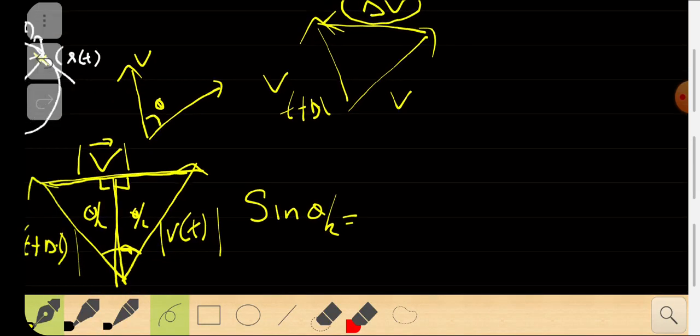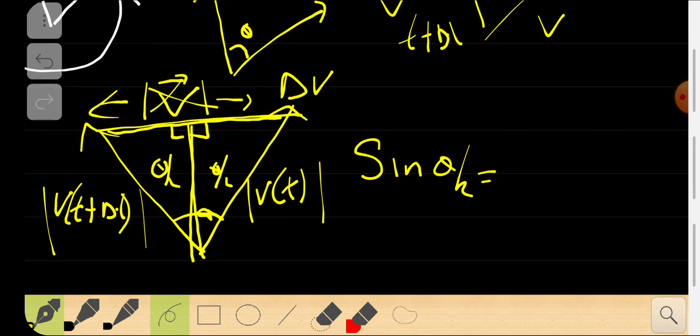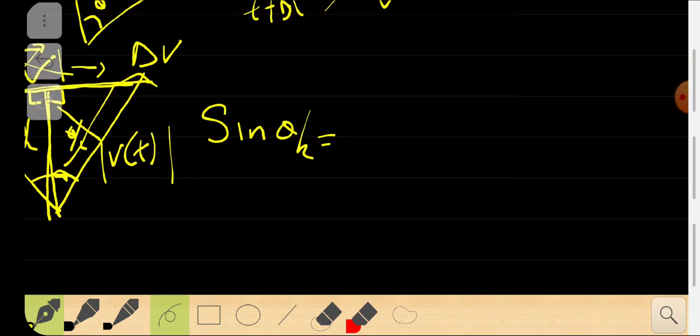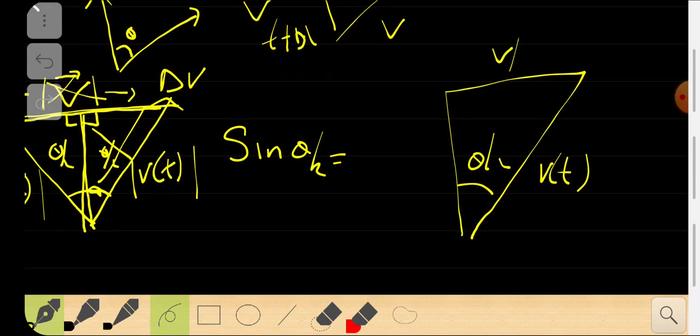Using the triangle law or parallelogram law, depending upon your choice, this distance will be delta v, not v, delta v. If you take this triangle and redraw it, this is theta by 2, this is v of t, and the opposite side is delta v by 2. So you can say sine of theta by 2 is equal to delta v by 2 over v.